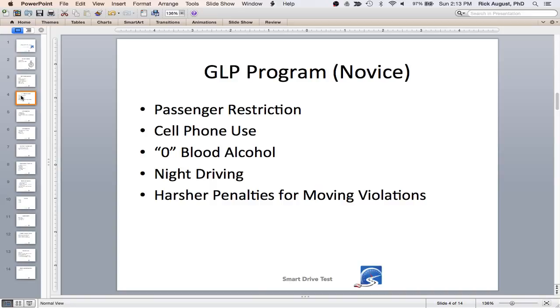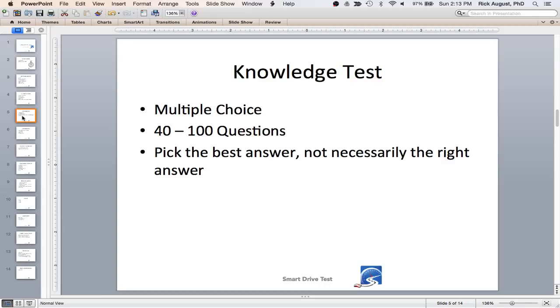And once you get to that road test where you have to go for your full license, they expect you to have a fair bit of experience by this point because you've been driving for 2 years. So the bar is a lot higher in terms of the road test that you're going to undertake to get your full license. The knowledge test that you have to take to get your learner's is multiple choice.